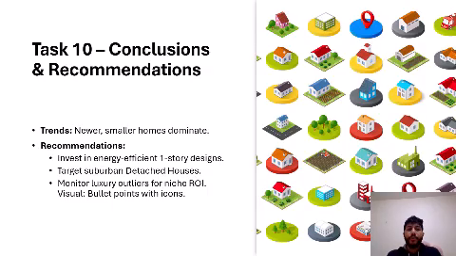In conclusion, the market favors newer compact homes. Developers should target urban areas with energy efficient apartments and suburbs with detached houses. While luxury properties offer higher returns, their niche appeal demands cautious investment. Policymakers can use these insights to address housing affordability and urban sprawl.